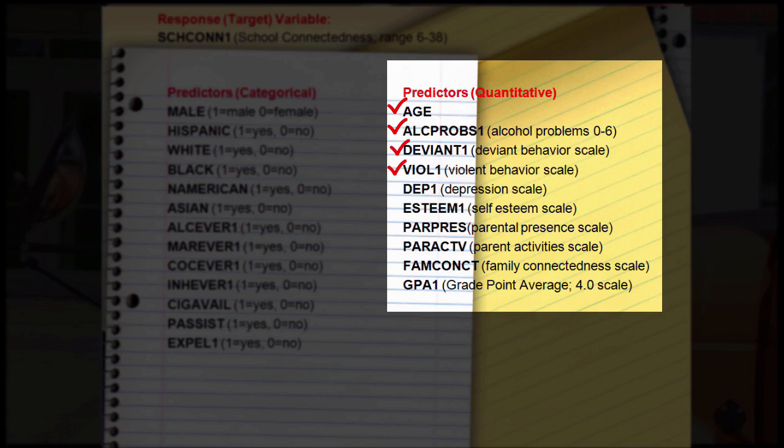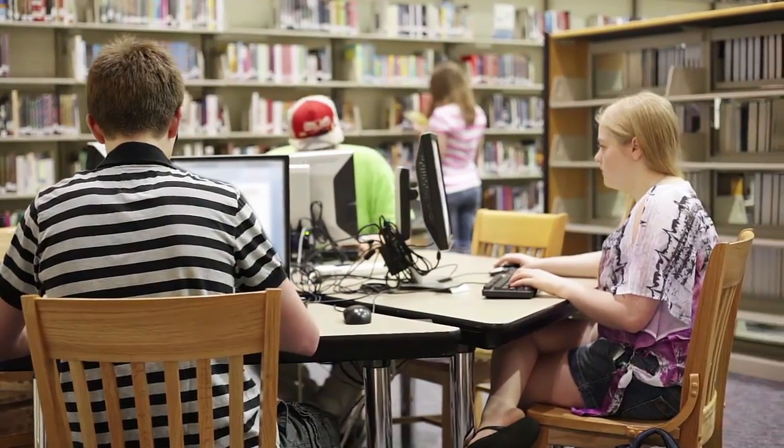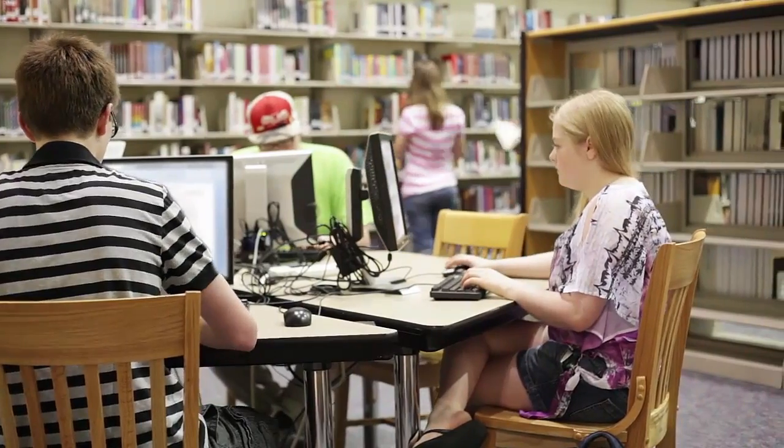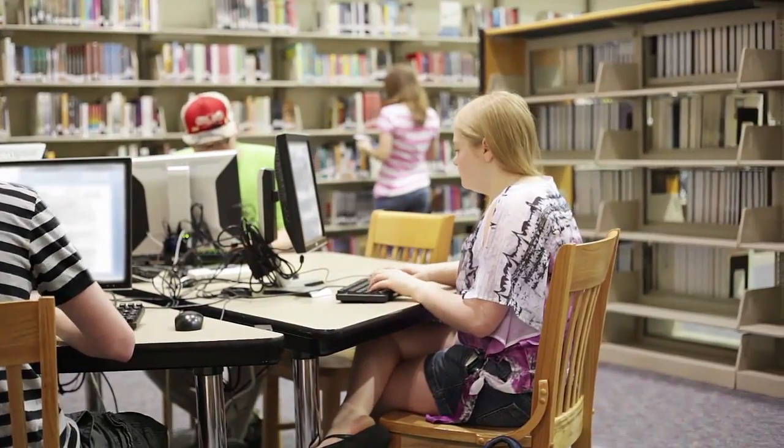Another scale for violence, one for depression, and others measuring self-esteem, parental presence, parental activities, family connectedness, and grade point average were also included. For more complete details on how these variables were constructed, see the Dicker et al. 2004 paper from Prevention Science and the SAS program called Decision Trees Data Management that have been made available as additional resources.